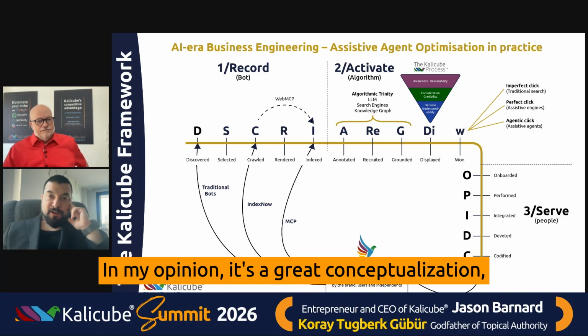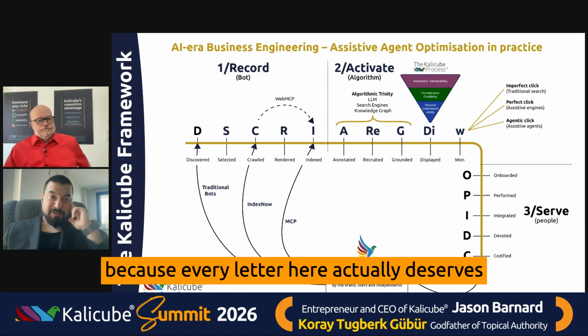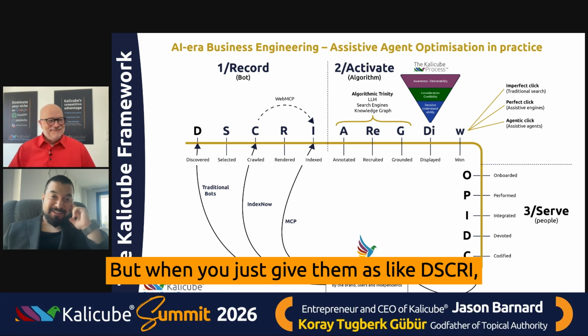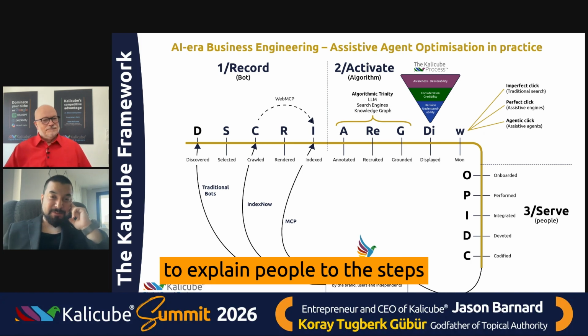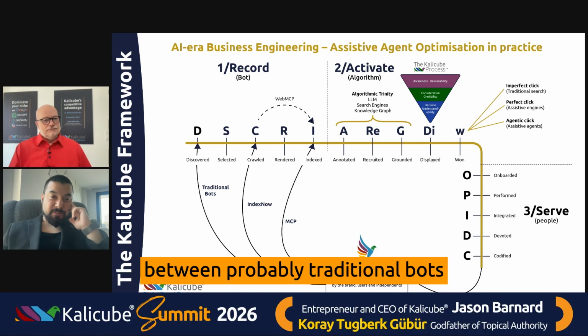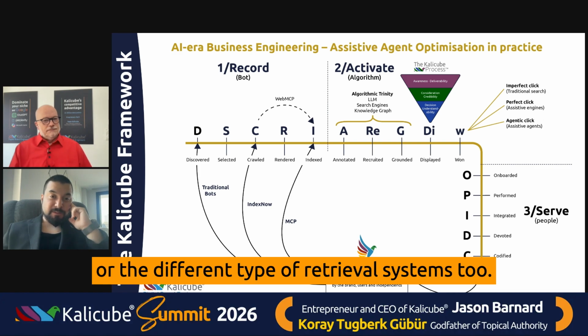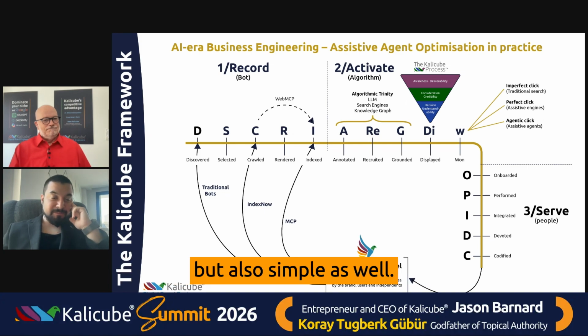In my opinion, it's a great conceptualization, visualization, and also simplification too, because every letter here actually deserves maybe 100 pages normally. But when you treat them like DC or DSCRI, it is getting easier to explain the steps to people and also to explain how a tool possibly is working. And you also do a kind of classification here between the traditional bots and the new nature of the large language models or the different types of retrieval systems too. So in my opinion, it sounds very complex, but also simple as well.